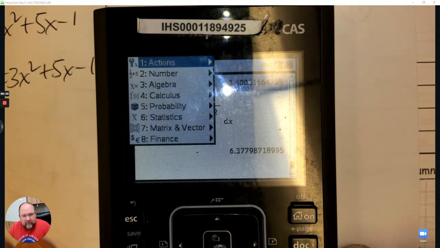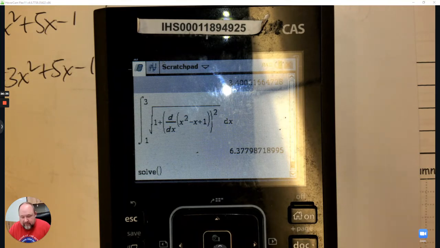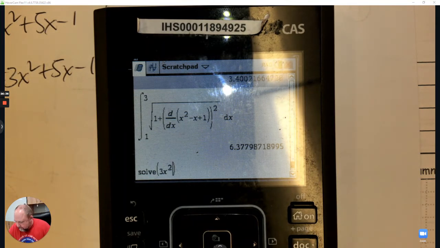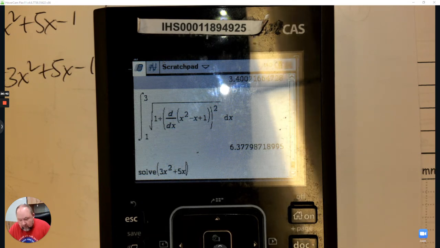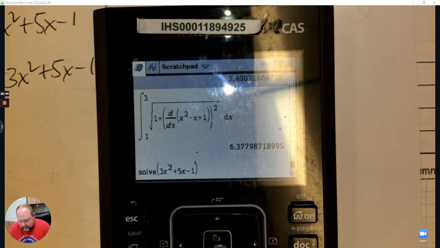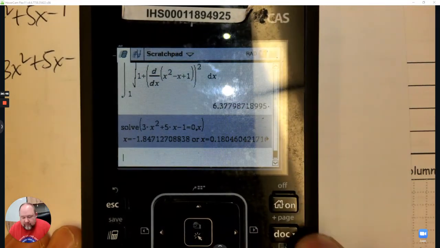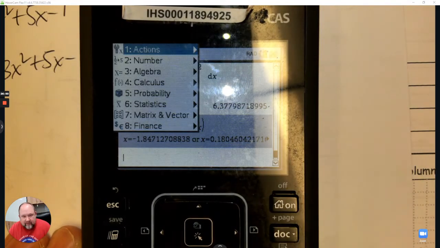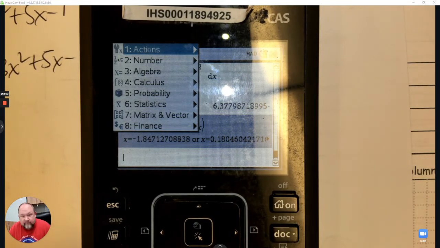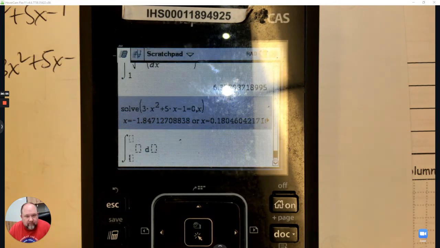So, menu, algebra, solve, and I'm going to type that in. 3x squared plus 5x, take away 1, equal to 0, comma x. And the x intercepts are right there. So I'm going to now integrate from those.